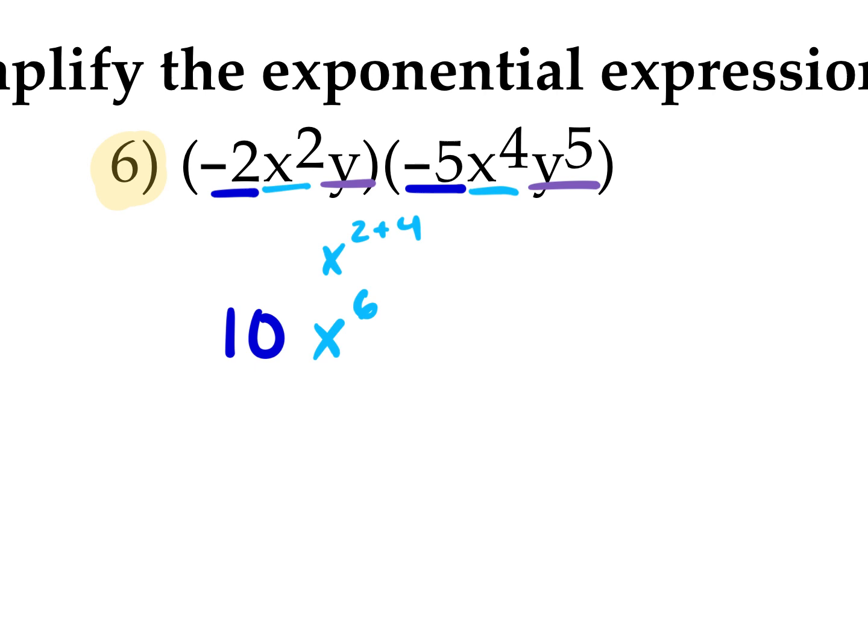And then lastly, we have the y's. So I have y times y to the 5th power. That first y doesn't have an exponent on it. So what does that mean that exponent should be? 1. And then what do I do to the exponents to combine them? Add. So y to the power of 1 plus 5 would be y to the power of 6. Awesome.